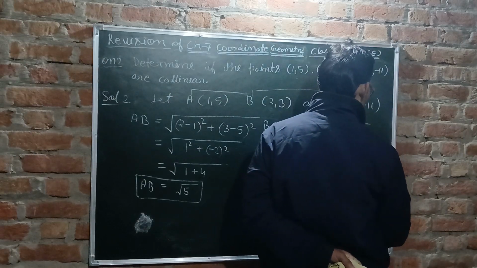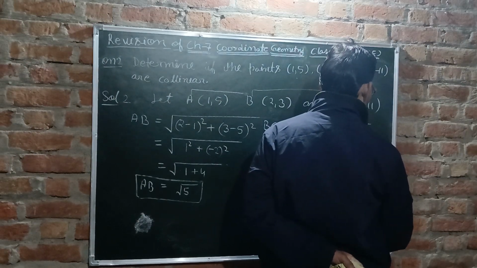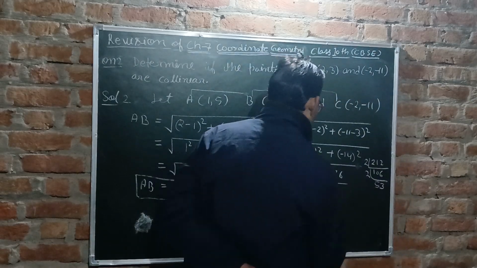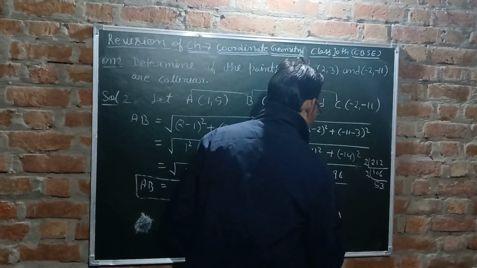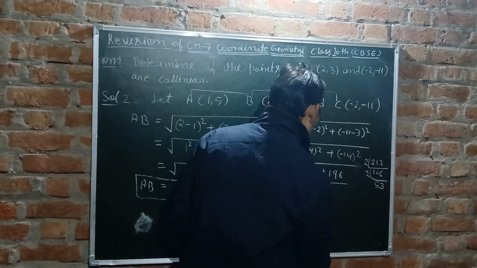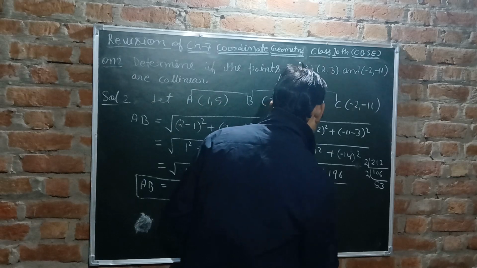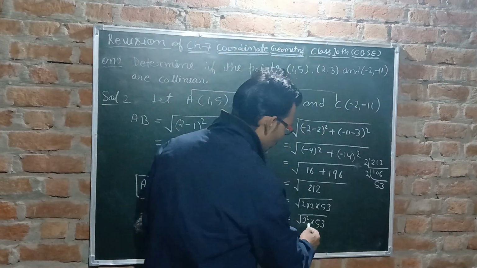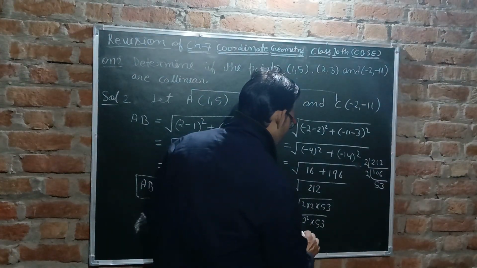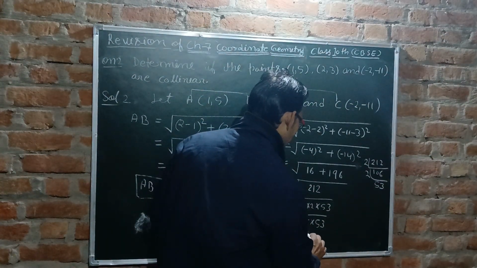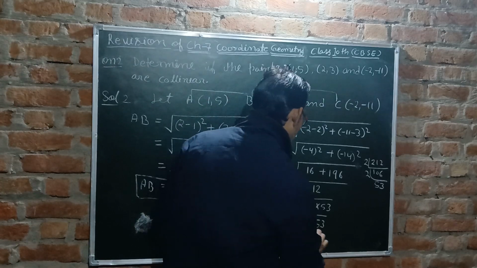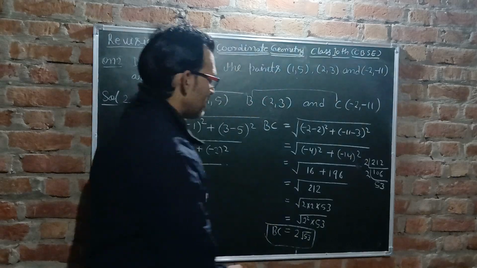2 1 ja 2, 2 6 ja 12, 2 5 ja 10, 2 3 ja 6. Now I can write this as 2 into 2 into 53. It will be, this 2 will square and into 53. This 2 will come out and under root 53 will remain. So this is our BC. This is our BC that we need in the last.